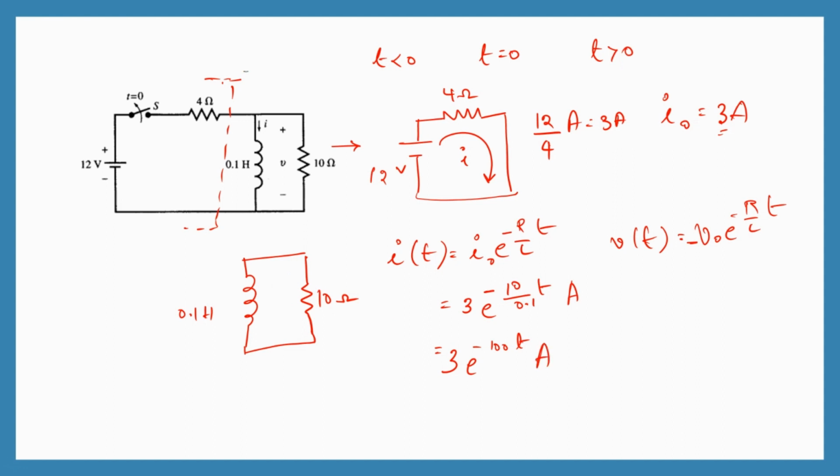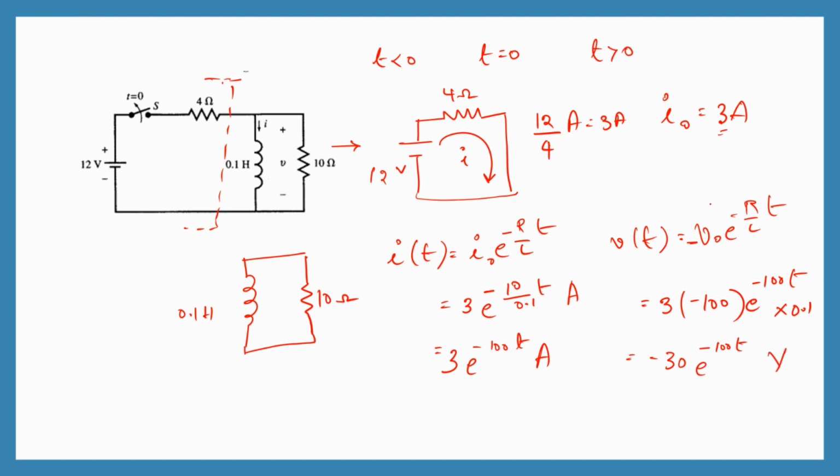On the other hand, what is V of t? V of t would be equal to 3 into minus 100, because we can obtain it as L di by dt. So 3 e power minus 100 t is going to get differentiated and multiplied with 0.1. So I'll get 3 into minus 100 e power of minus 100 t into L. L's value is 0.1 Henry. So this is going to be minus 30 e power minus 100 t volts.